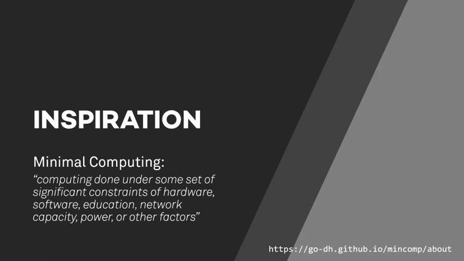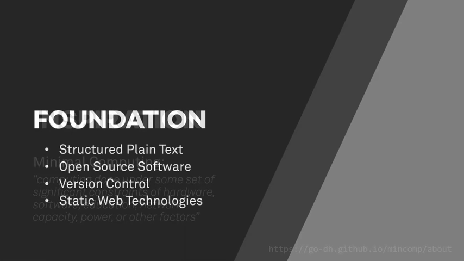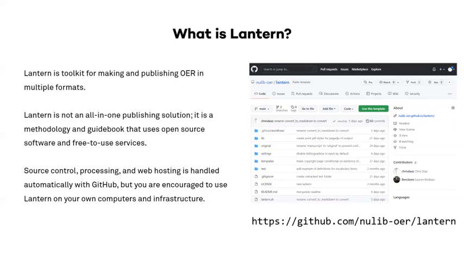We were inspired by the minimal computing community. Minimal computing is a critical framework for applying technology constraints around the production and dissemination of digital texts. It is especially concerned with the longevity and accessibility of texts in a world where global inequities in computing power, software licensing, and network capacity exist. In practice, we made Lantern around 4 technology pillars: structured plain text, open source software, version control, and static web technologies. Lantern is a toolkit for making and publishing OER in multiple formats.